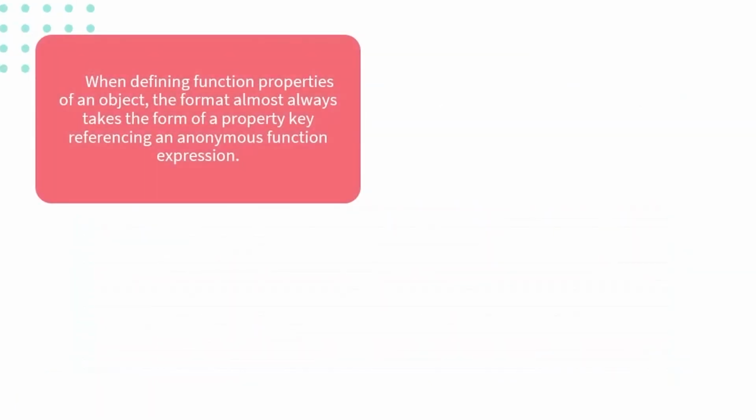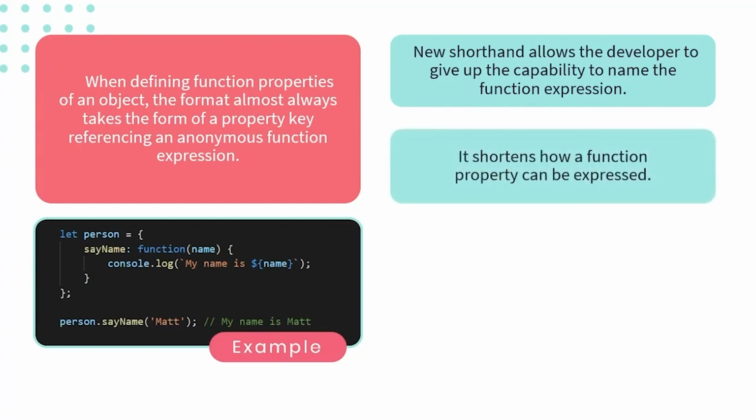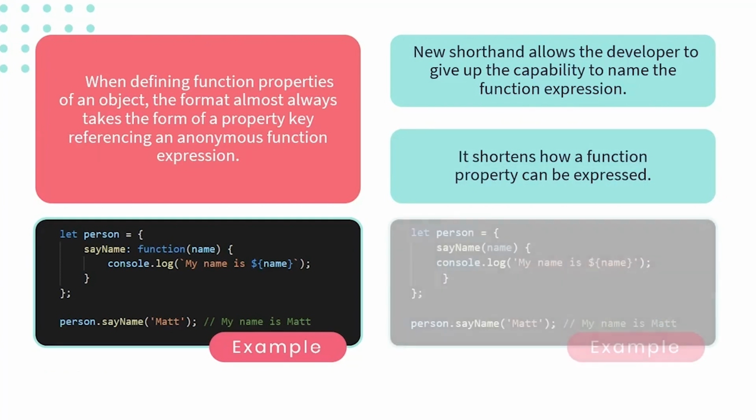When defining function properties of an object, the format almost always takes the form of a property key referencing an anonymous function expression, as follows. The new shorthand method syntax follows this pattern and allows the developer to give up the capability to name the function expression, which most of the time is not useful anyway, and in exchange dramatically shortens how a function property can be expressed. From a behavior standpoint, the following example is identical to the previous code.